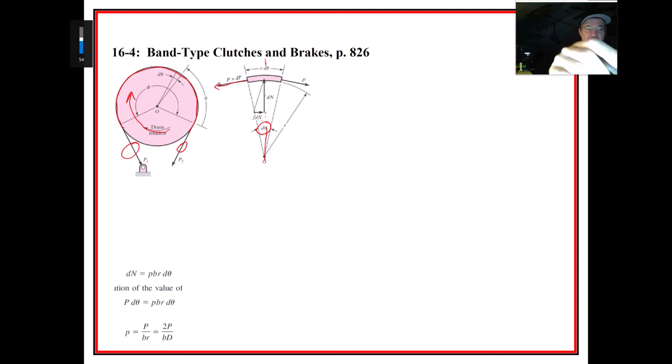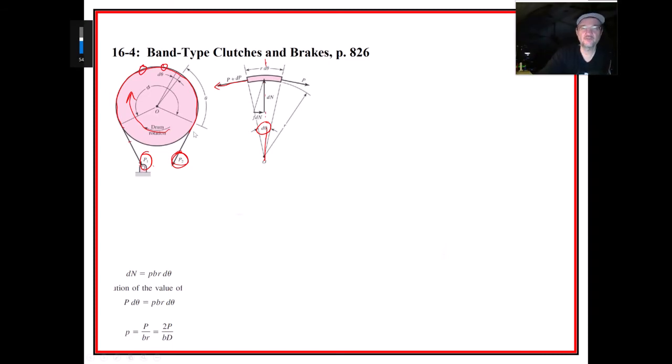Actually, the tension is going to vary along this arc, so that P1, with this direction of rotation, is going to be larger than P2. You could think of the friction as pulling on this belt as the drum turns, and we apply a tension at P2 so that there will be a tension at P1, but the tension at P1 is definitely going to be larger than that at P2. We want to figure out what those tensions are and how they're related to the braking torque, and we do that by how much friction they cause.